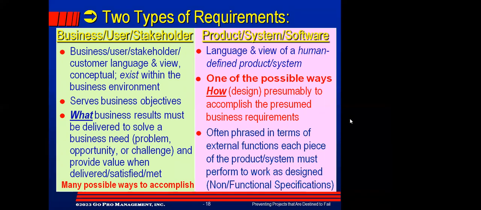Notice, by the way, that product requirements are often also referred to as functional requirements or specifications, and going along with that are non-functional requirements or specifications. Regardless, they are all forms of high-level design. Their design of a presumed product, system, or software. Products do not by themselves provide value. A product provides value if and only if, and only to the extent that it satisfies real business requirements. Real business requirements are what provide value when they are satisfied.